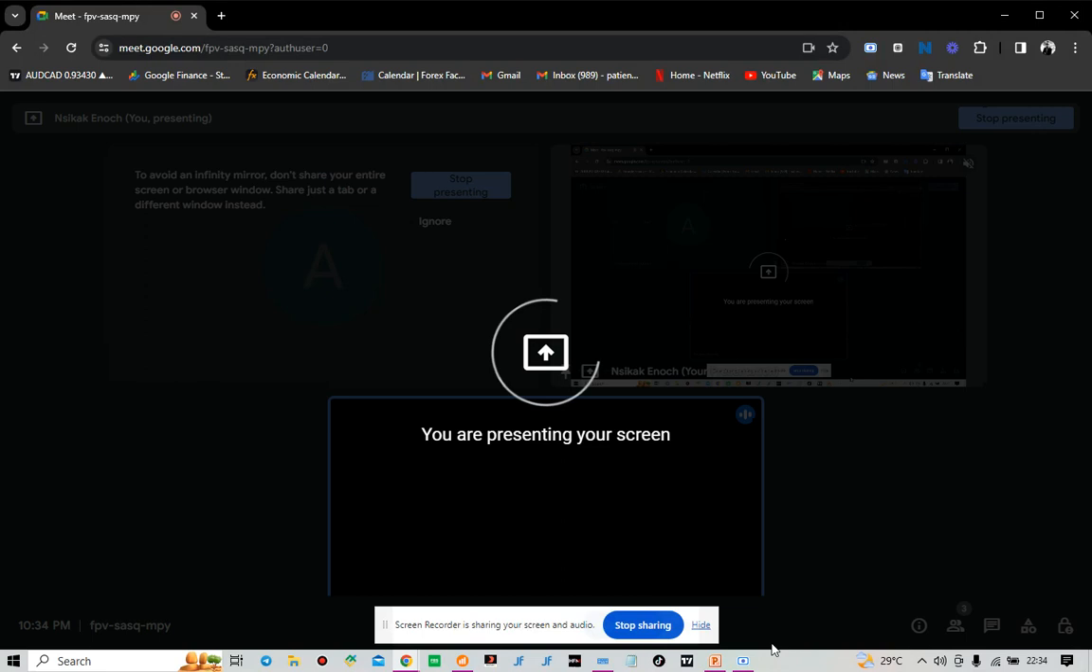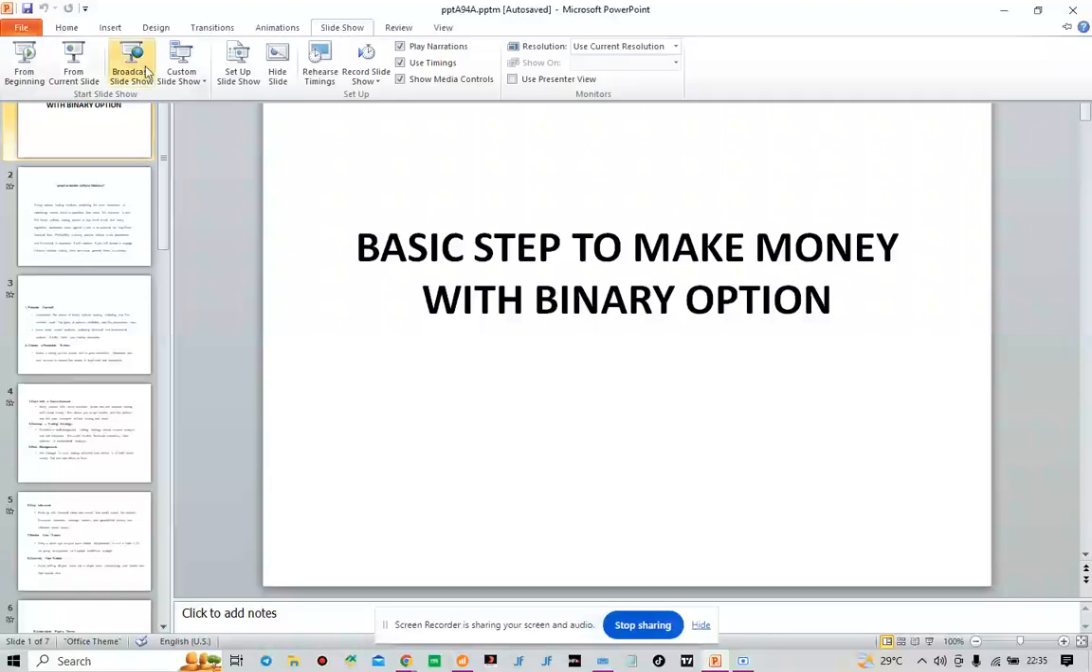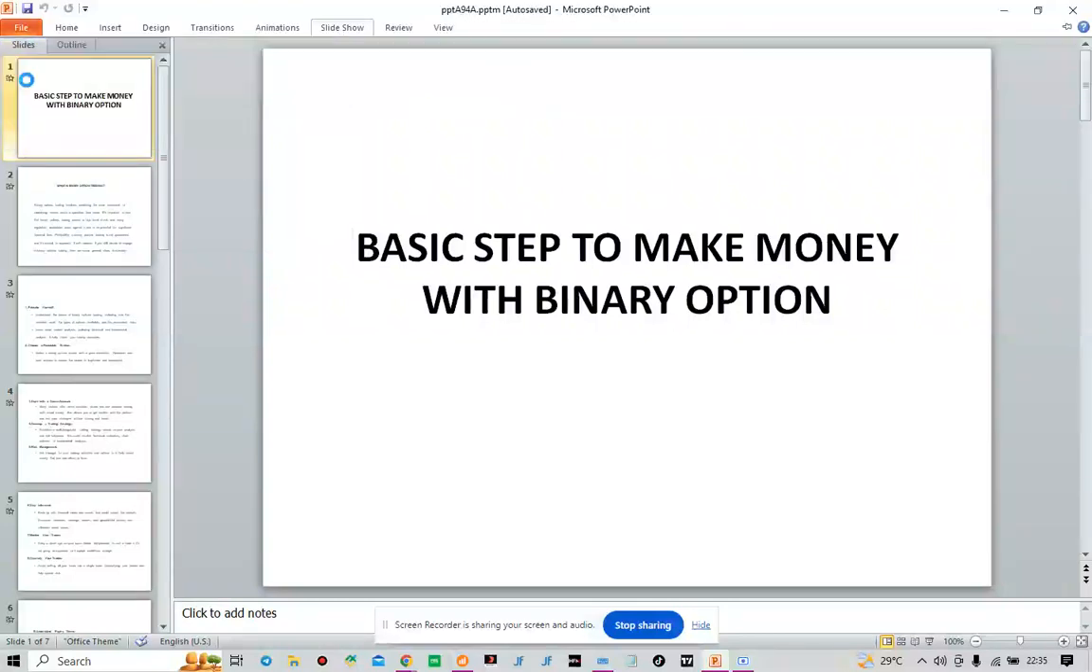This basic step will help you understand what it means to trade binary option. Before you dive into binary option, you must first understand the basic steps of binary trading, how you can make profits or how you can make money in binary. I think the main purpose for people trading binary option is how they can make profit in binary option.